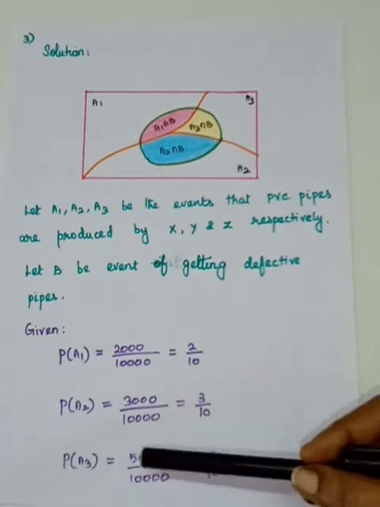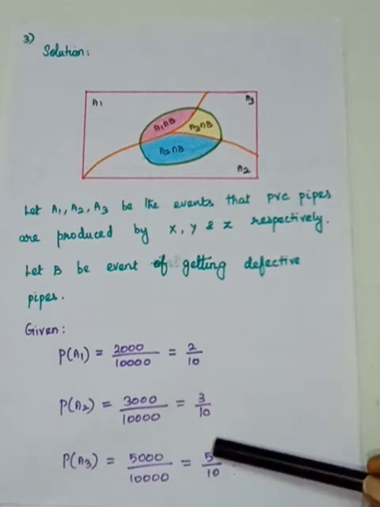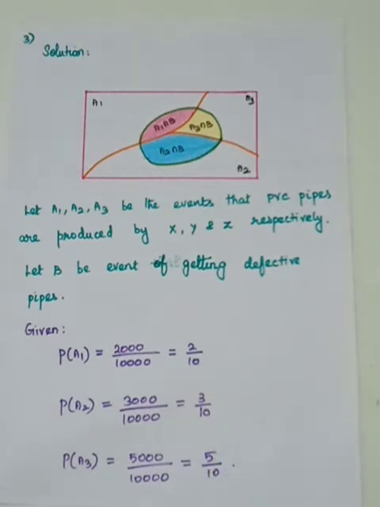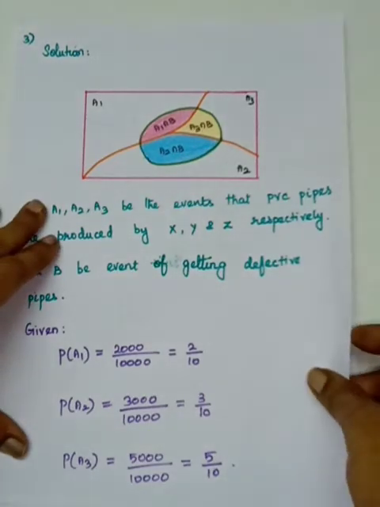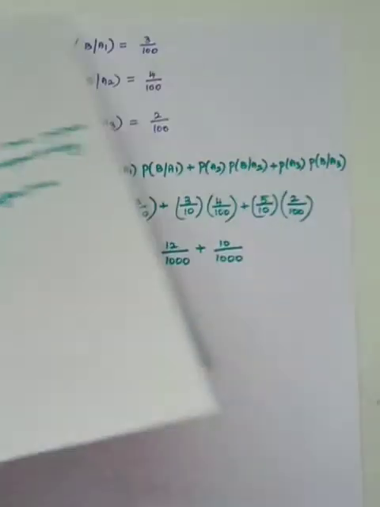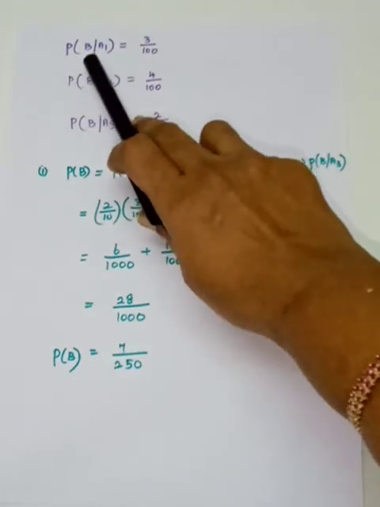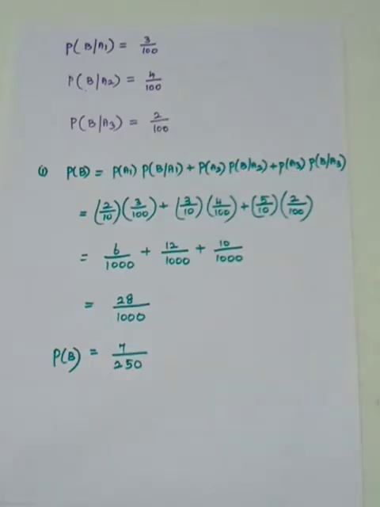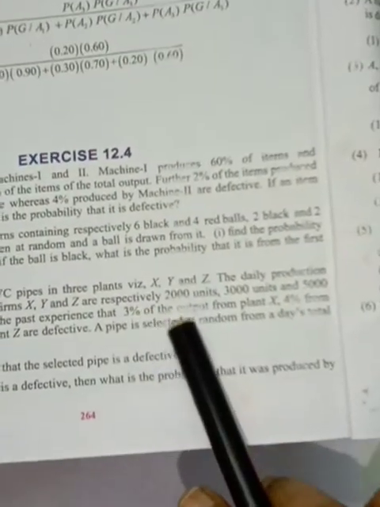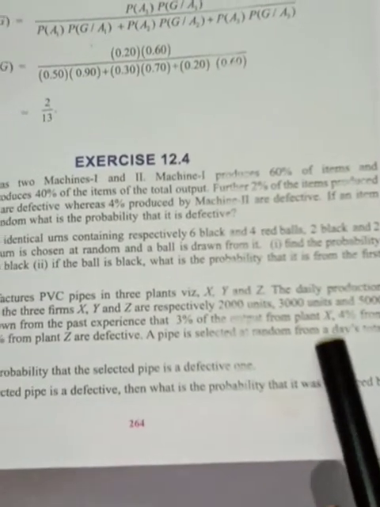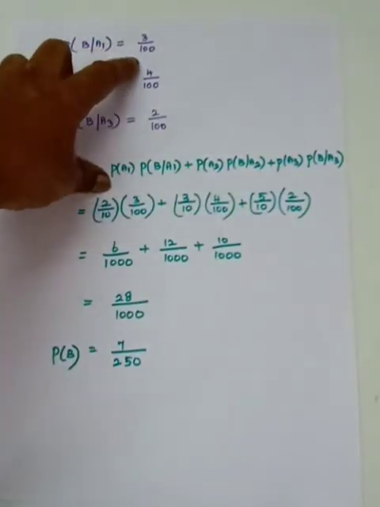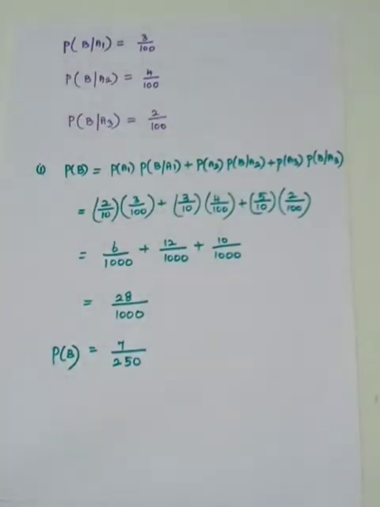In the same way, P of A3 is 5000 by 10,000, that is 5 by 10. Next we have to talk about the defective item. We are going to see the probability of the defective item from the first plant, P of B by A1. They have given the ratio 3% of the output from plant X. Therefore, 3 by 100. 3% means 3 by 100.